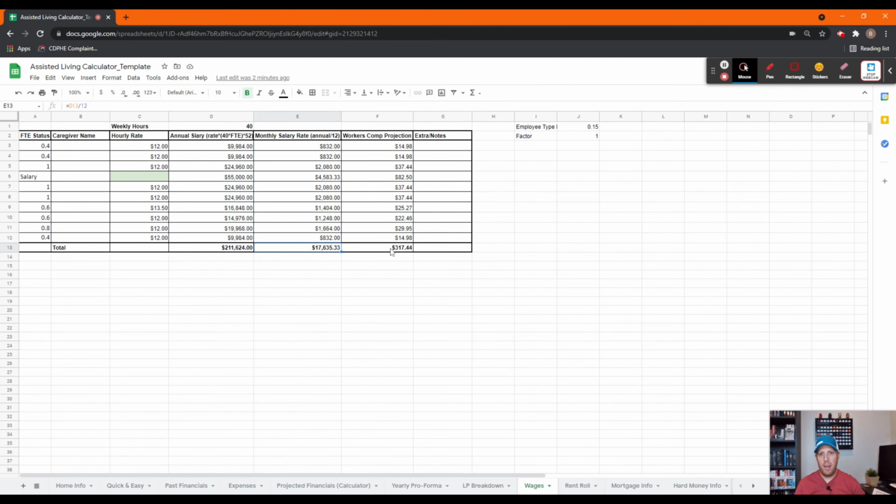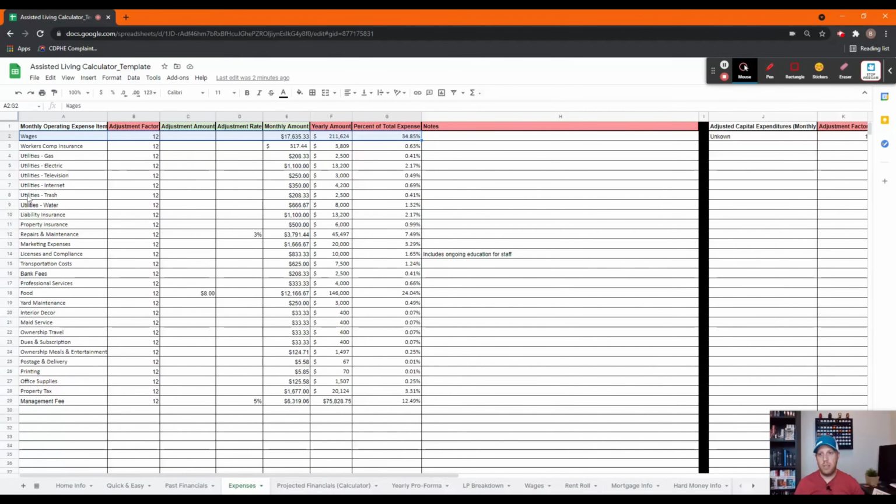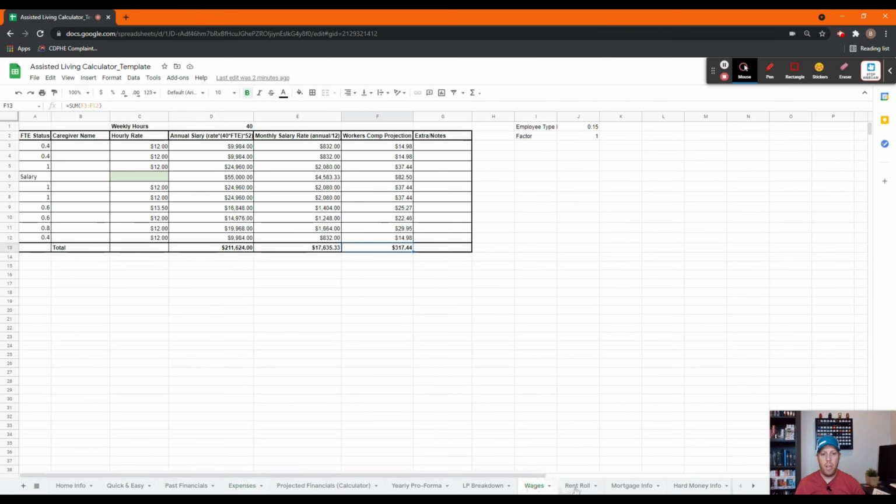And this is a workers' comp projection based off of some research that I did. I feel like it's not 100% correct, but it gets you in the ballpark of what workers' comp might end up costing you. And that one also feeds into the expenses tab here on workers' comp insurance. So everything is kind of just pulling through there on this wages tab.